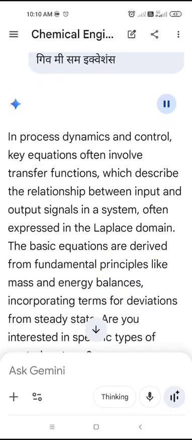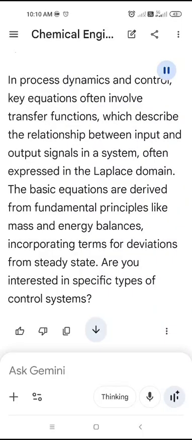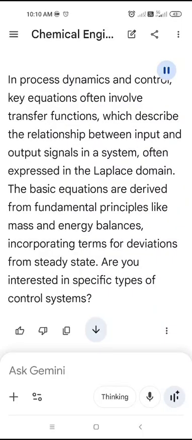In process dynamics and control, key equations often involve transfer functions, which describe the relationship between input and output signals in a system, often expressed in the Laplace domain. The basic equations are derived from fundamental principles like mass and energy balances, incorporating terms for deviations from steady state. Are you interested in specific types of control systems?